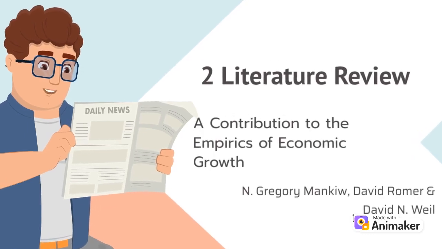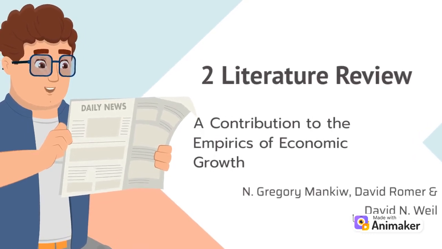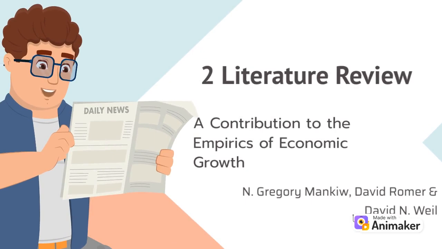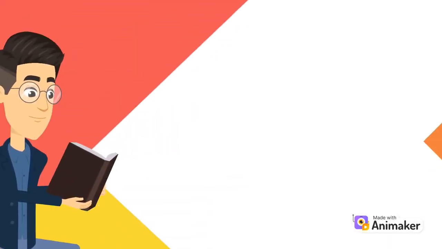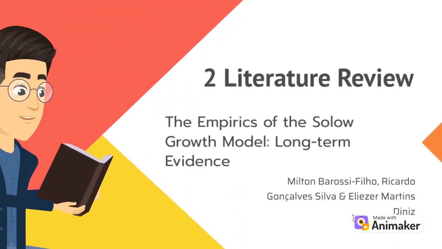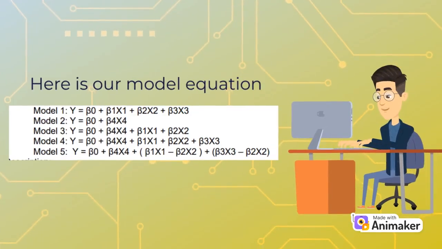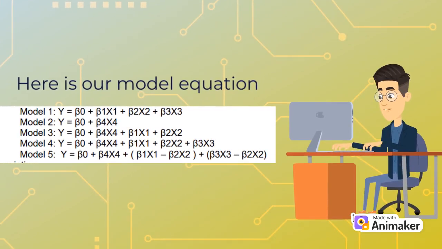Furthermore, the literature used is, first, from Mankiw, Romer, and Weil in 1992, entitled A Contribution to the Empirics of Economic Growth. The second is from Pinho, Silva, and Indinis in 2005, entitled The Empirical of the Solow Growth Model: Long-Term Evidence. This research used the ordinary least squares equation to determine the correlation between annual economic growth and a country's wealth. In this research, here are our 5 equation models in our regression.